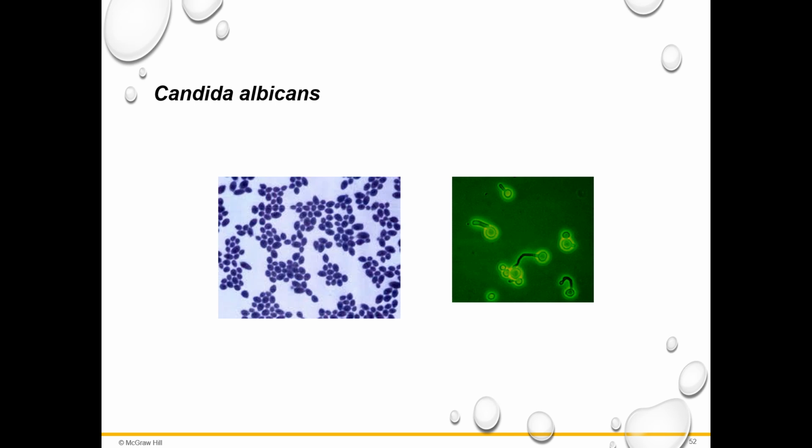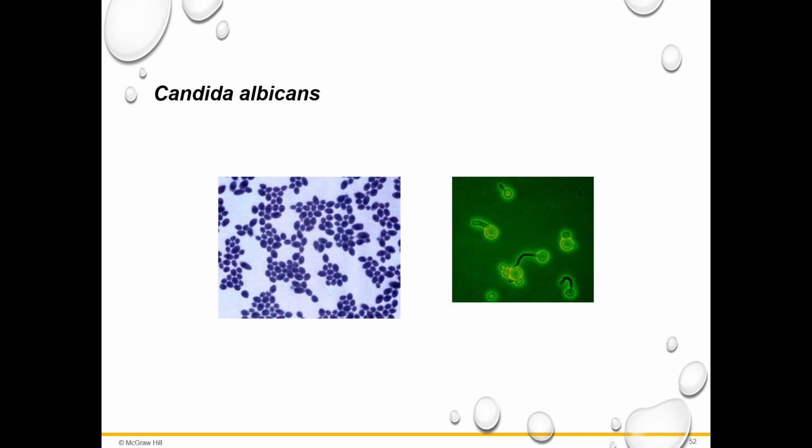Diagnosis, usually it's just a simple swab. So take a swab of vaginal fluid, look at it under the microscope directly, and you'll be able to see yeast-shaped cells. Yeast are very large compared to bacterial cells, so you'll be able to see them clearly, and sometimes you'll be able to see the buds of the yeast.